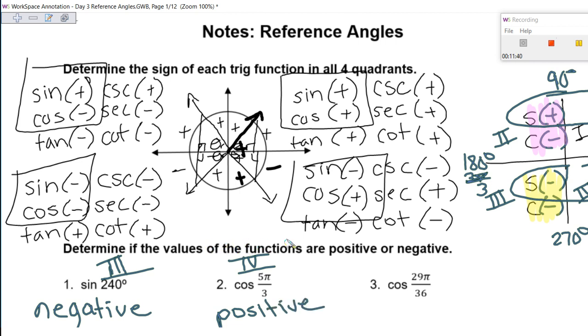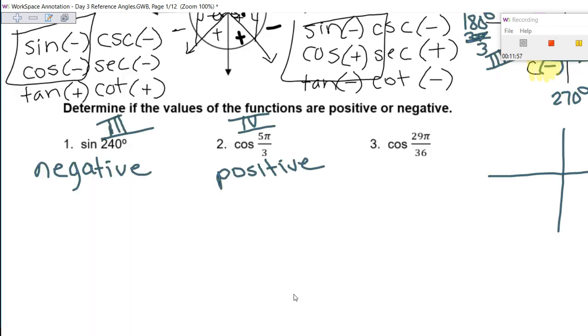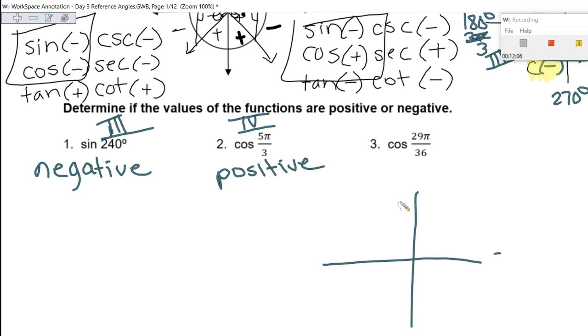And then number 3, we have the cosine of 29 pi over 36. So now we'll have to figure out where would that angle terminate, in which quadrant? Let me put this in radians. So this would be 0. I know over here this would be 6 pi over 6, because what is 6 pi over 6? Pi, and then this would be 12 pi over 6, which would be 2 pi.